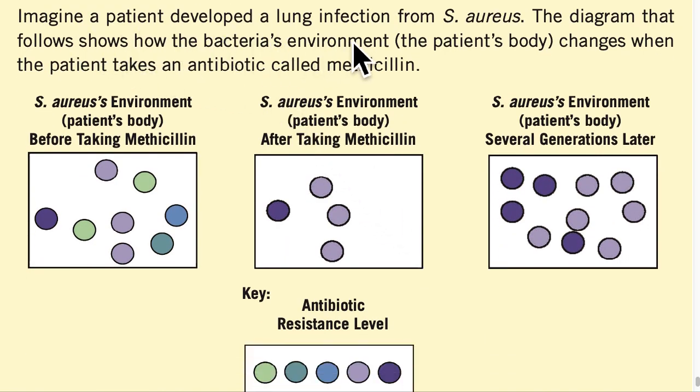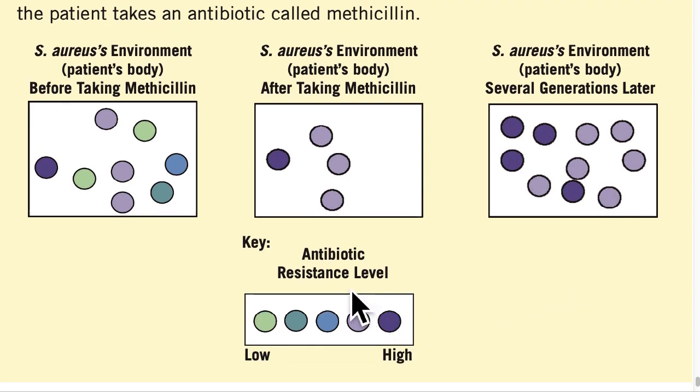Imagine a patient developed a lung infection from S. aureus. The diagram that follows shows how the bacteria's environment, the patient's body, changes when the patient takes an antibiotic called methicillin. S. aureus's environment, or patient's body, before taking methicillin. S. aureus's environment after taking methicillin. Several generations later. Key, antibiotic resistance level, low, high.